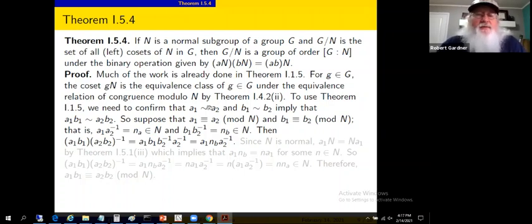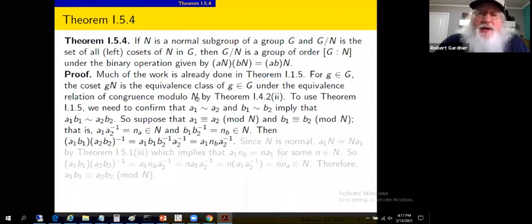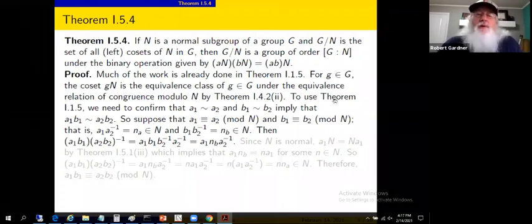But we know we have an equivalence relation, congruence mod N. The question is, is it a congruence relation? It is, and that's what we need to show. So theorem 1.1.5, if you have a congruence relation, then you can use equivalence classes. Here the equivalence classes under congruence mod N are the cosets.